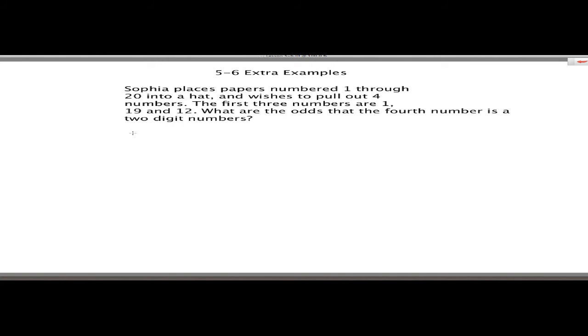So we'll take a look at this. So the first 3 numbers are 1, 19, and 12. That's 3, so 20 minus 3 is equal to 17. There are 17 numbered cards left. That's going to be my denominator.